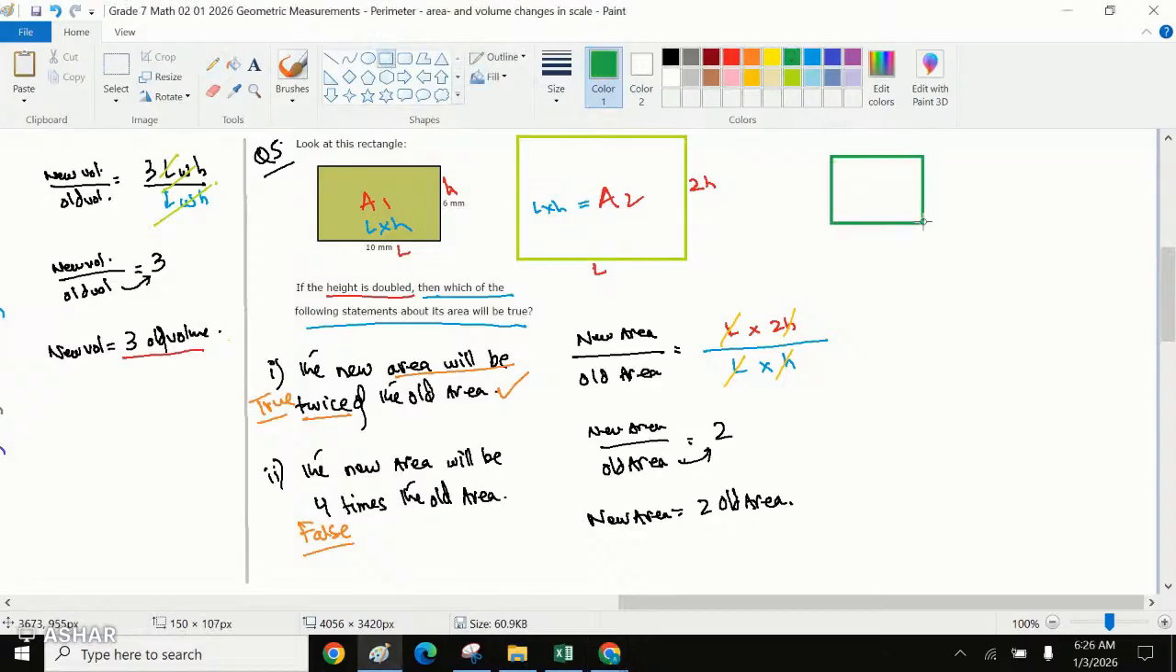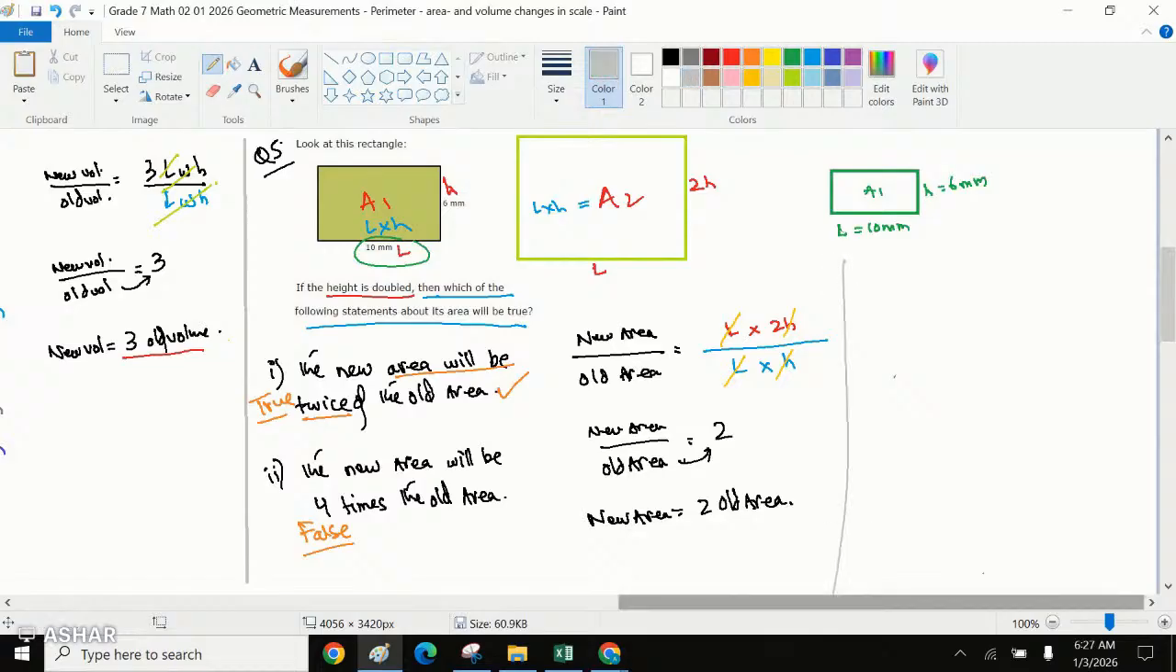So now let's try doing it with the values we have. If this was area 1, the length was 10 millimeters. Agreed on that? Because I'm just copying the value from here. And the height given was 6 millimeters. So what can we say about area 1? Area 1 would come out to be 10 multiplied by 6. Area 1 comes out to be 60 millimeters squared, right?